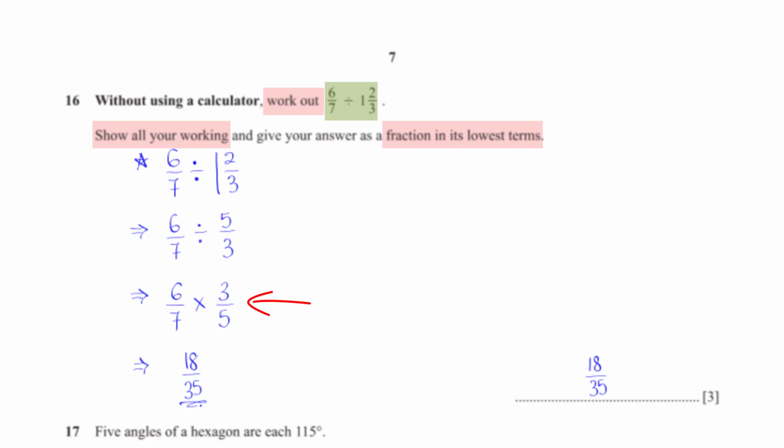And when we multiply the numerators and the denominators, which is 6 times 3 gives us 18, and 7 times 5 gives us 35. We cannot further simplify 18 over 35, and so that will be our final answer.